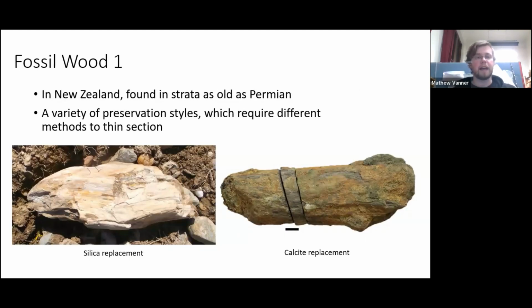Just an overview about fossilised wood in New Zealand. In New Zealand, we have fossil wood from as old as the Permian. Unfortunately, I was not able to actually get my hands on any material that was this old, and so my studies were limited to just as old as the mid-Jurassic. There's a variety of preservation styles, and each of those different preservation styles, whether they be replaced by silica or replaced by calcite, or not really replaced by any sort of material at all, require a slightly different method to actually be able to section and then tease out that important cellular information.